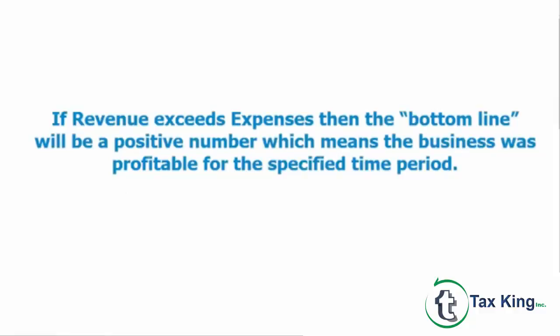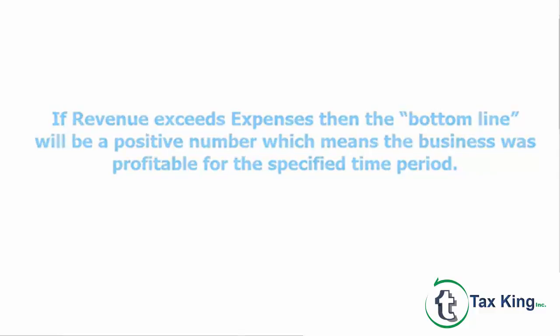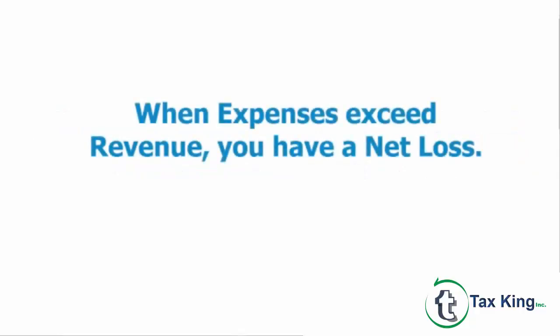If revenue exceeds expenses, then the bottom line will be a positive number, which means that the business was profitable for the specified time period. That is the case here for Paul's Plumbing, and it is what every business strives for. However, if you are in business long enough, you could have a result where your expenses exceed your revenue, which would result in a negative bottom line or a net loss.